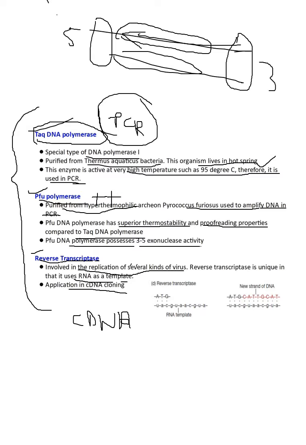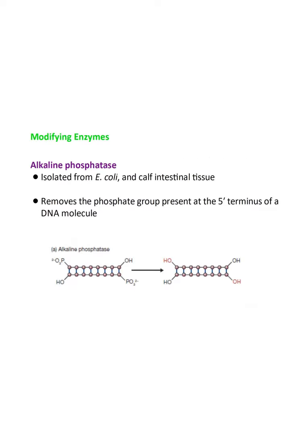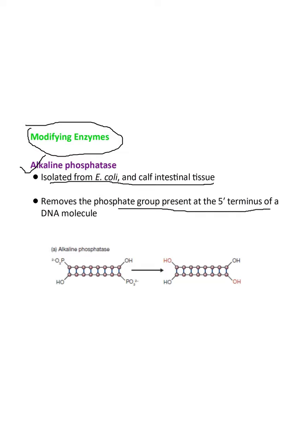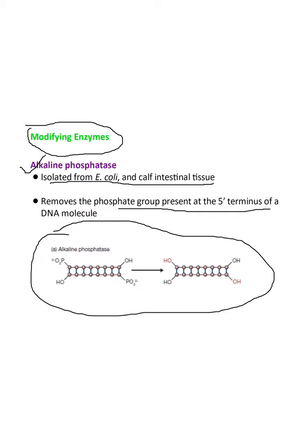So moving on, talking about modifying enzymes. All right, so one of the modifying enzymes is alkaline phosphatase. It is isolated from E. coli and calf intestinal tissue. It removes the phosphate group present at the 5 terminus of a DNA molecule. As you can see, a practical example is shown here. Let's say this is a DNA strand as usual.